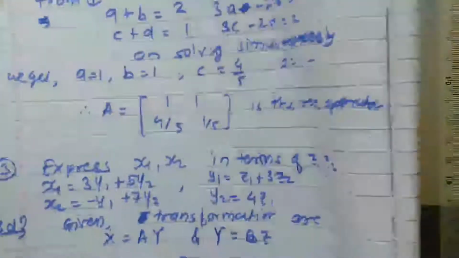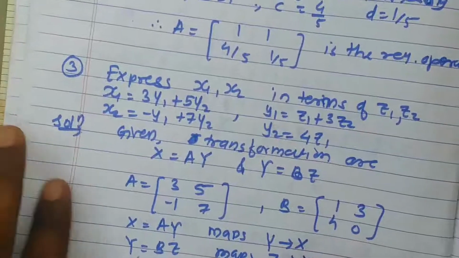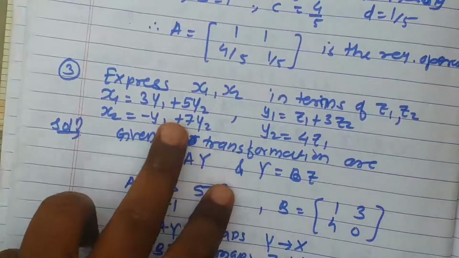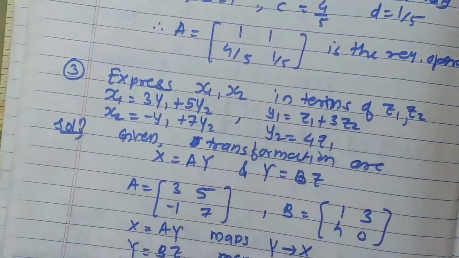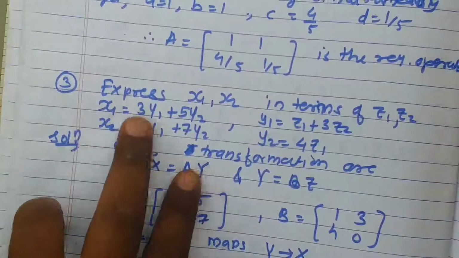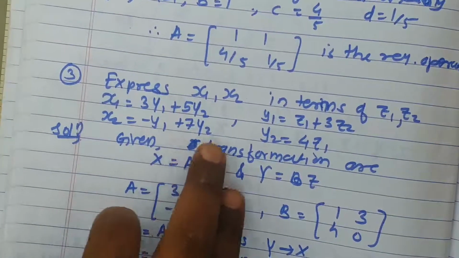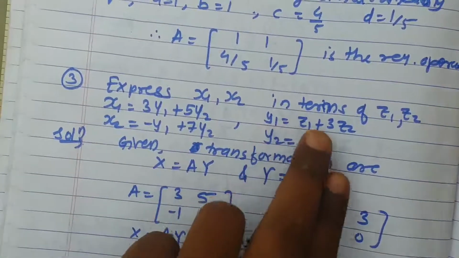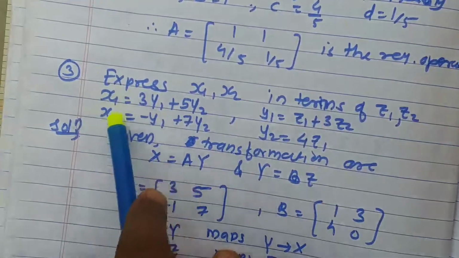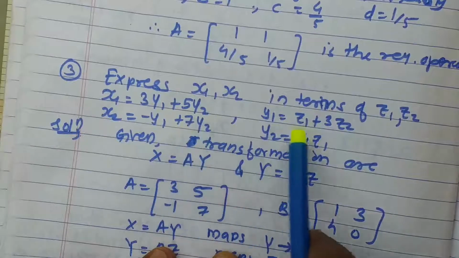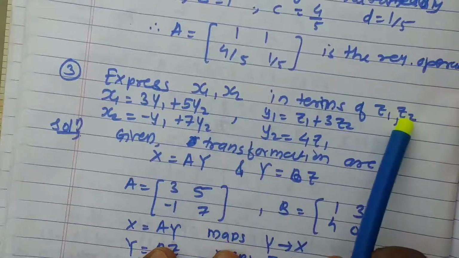Now another problem, this problem is based on the composite linear transformation. Let us see what type of problem we have. Express x1 x2 in terms of z1 z2, given x1 equal to 3y1 plus 5y2, x2 equal to minus y1 plus 7y2, and y1 equal to z1 plus 3z2, y2 equal to 4z1. Here we have x in terms of y, here we have y in terms of z, and we need to express x in terms of z.